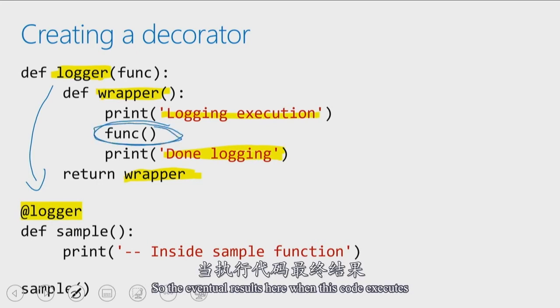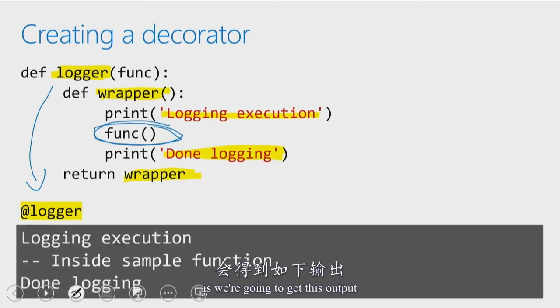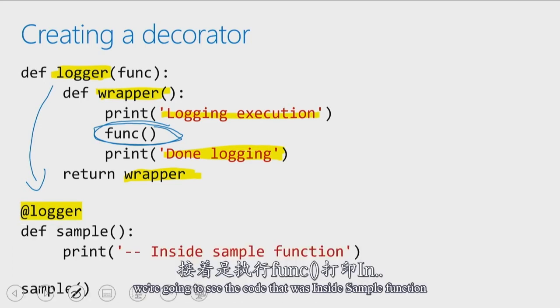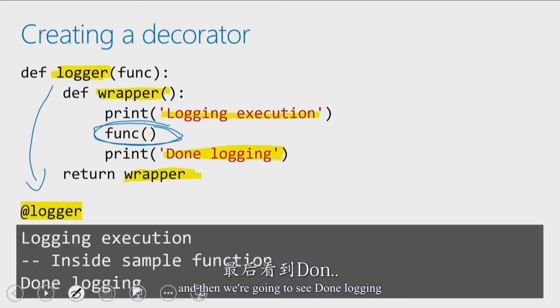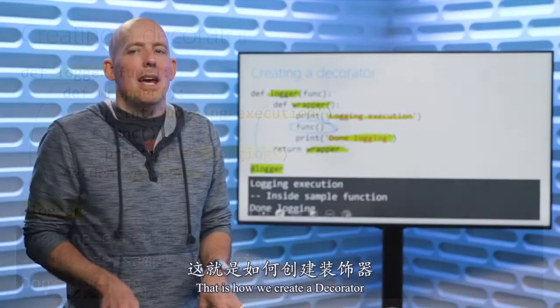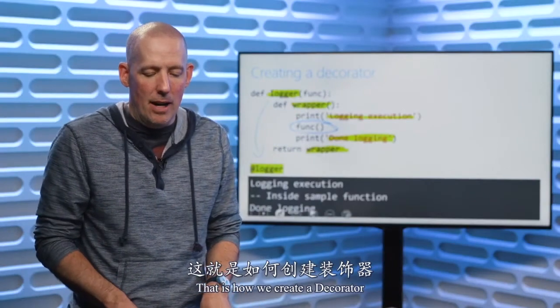So the eventual result here, when this code executes, is we're going to get this output. We're going to see that logging execution, we're going to see the code that was inside of our function, inside sample function, and then we're going to see done logging. That is how we create a decorator.